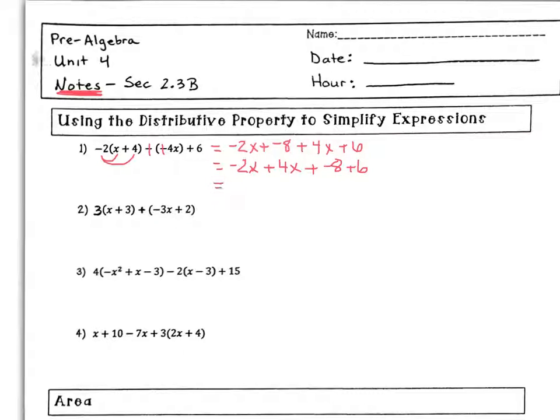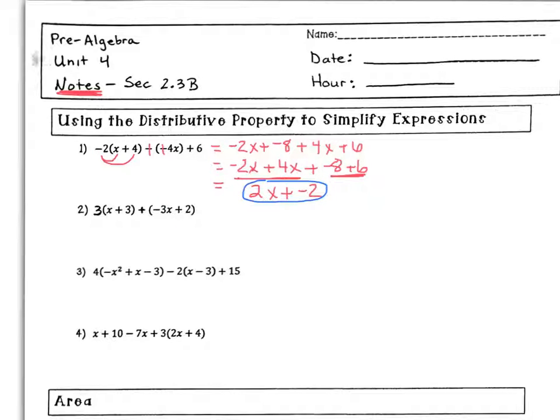And we will add the like terms. Kind of like putting all the hamburgers together. So right here, -2x plus 4x is 2x, plus -8 plus 6, that's like the French fries, is -2. And that's it. That would be your final answer.